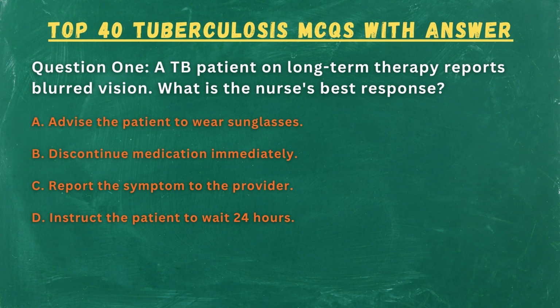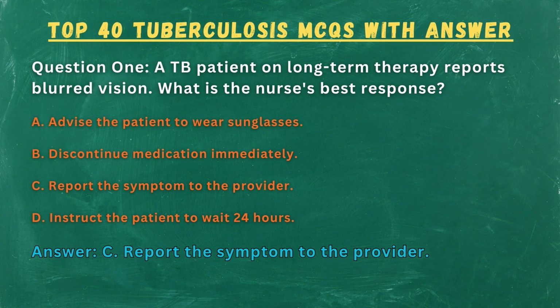Question 1. A TB patient on long-term therapy reports blurred vision. What is the nurse's best response? A. Advise the patient to wear sunglasses. B. Discontinue medication immediately. C. Report the symptom to the provider. D. Instruct the patient to wait 24 hours. Answer. C. Report the symptom to the provider.